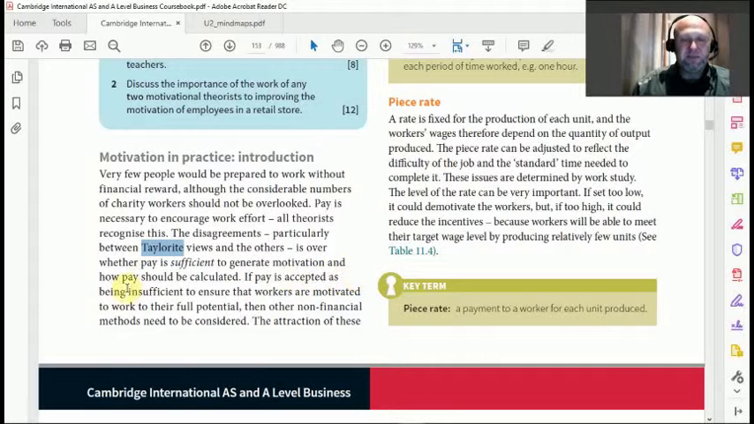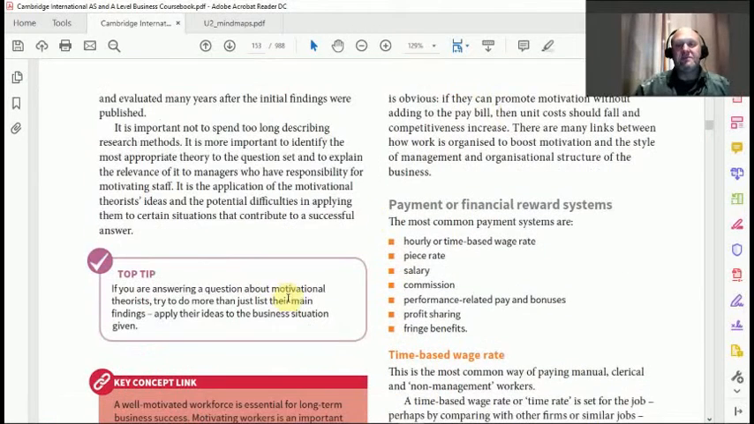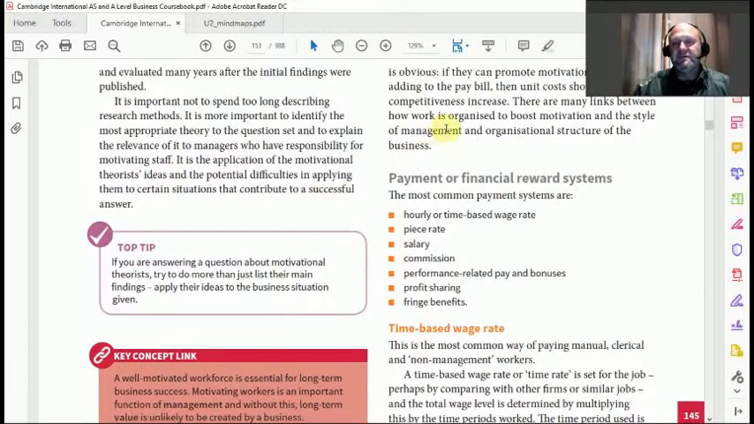If pay is accepted as being insufficient to ensure the worker is motivated to work, then their full potential can't be achieved. Therefore, other non-financial methods must be considered to motivate people. So it's quite obvious that we can promote motivation with pay as a basic factor so they can pay their bills. Then the unit cost would fall and competitiveness would increase. There are many links between how work is organized to boost motivation, and the style of management and organizational structure would be different from business to business.